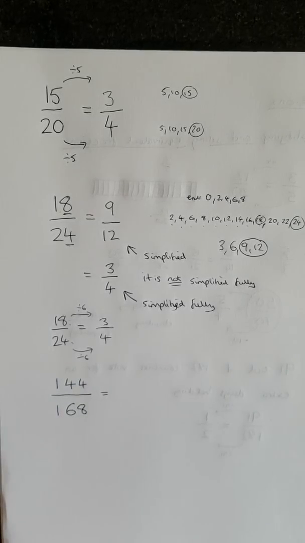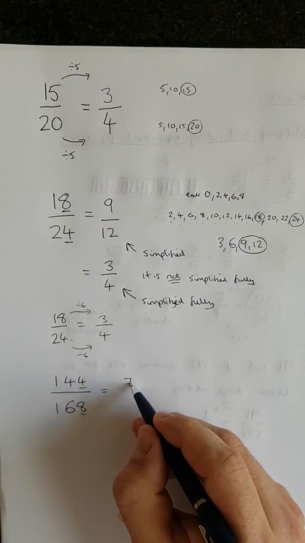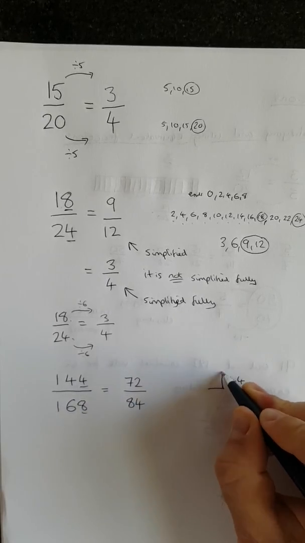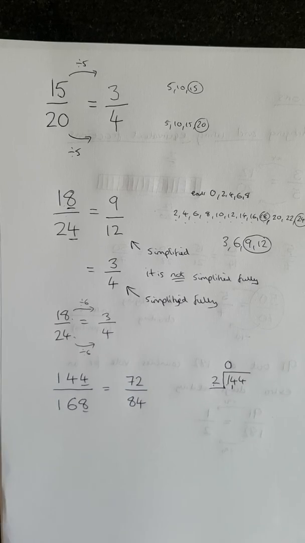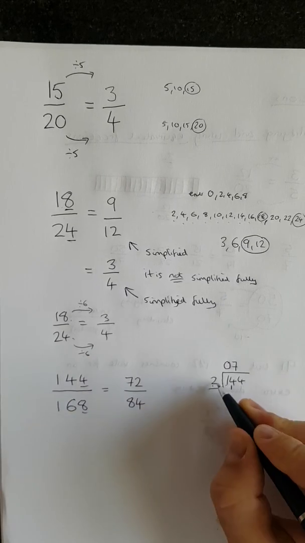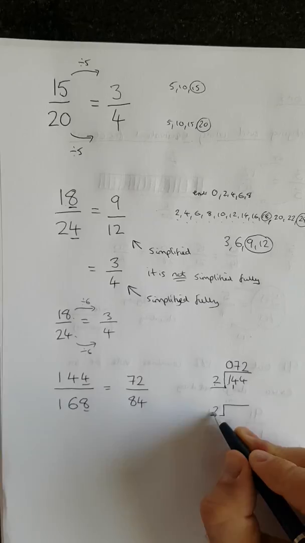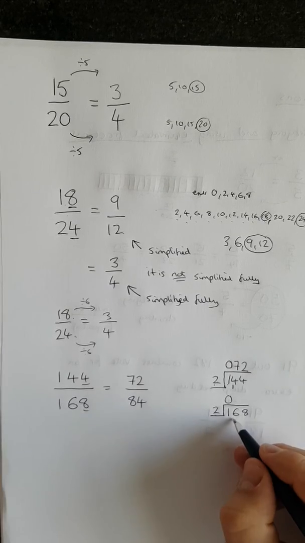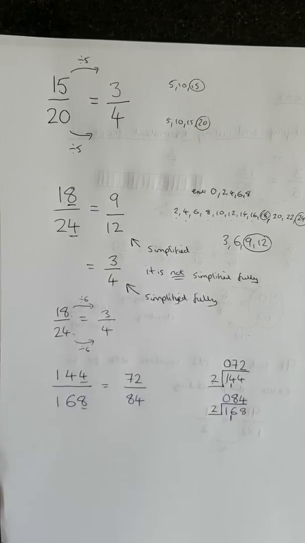Okay, what's the number we should start with? Good answer. Always check 2 first, and the answer is they do. So divide them both by 2. If you're not confident on that, let's have a look at it over here. 2's into 1, doesn't go. 2's into 14, 7. 2's into 4, 2. 2's into 1, 6, 8. 2's into 1, 0. Carry the 1. 2's into 16, 8. 2's into 8, 4.